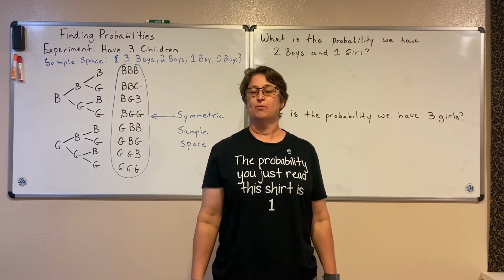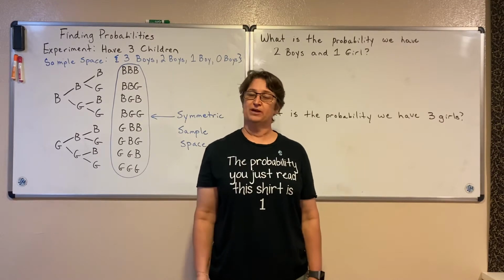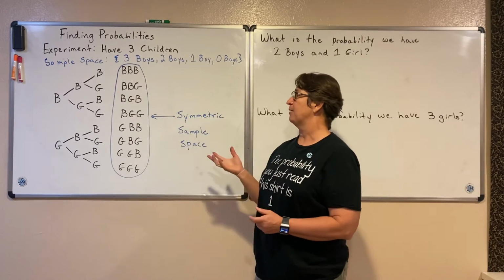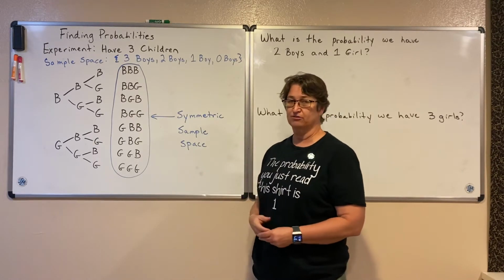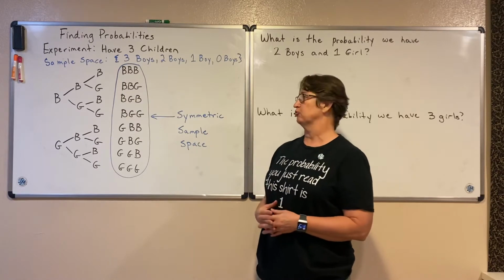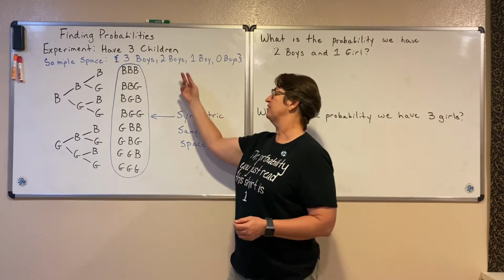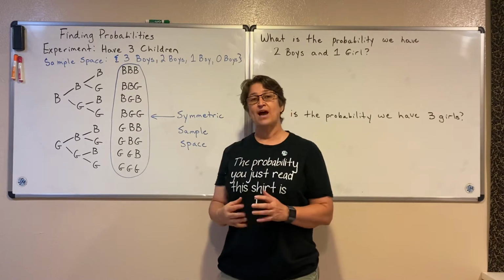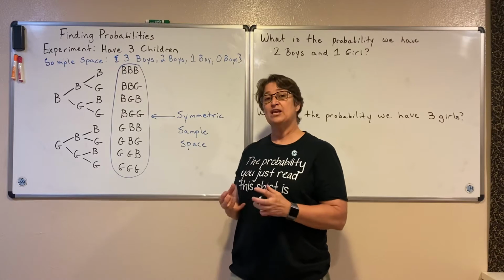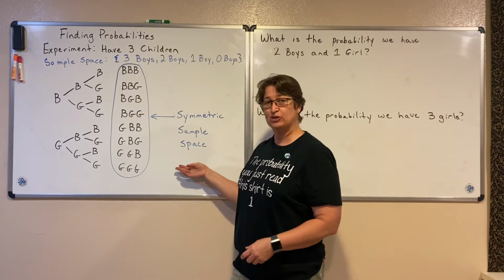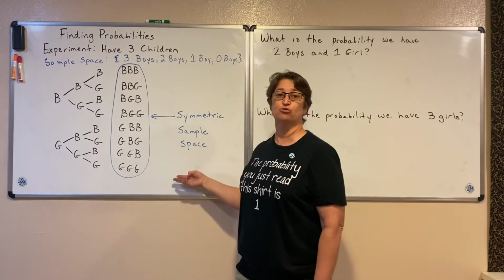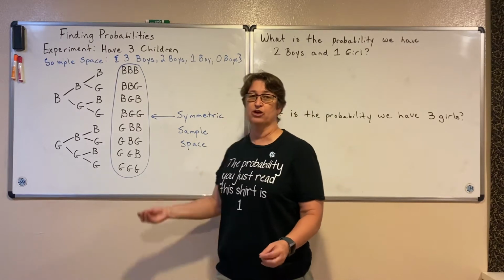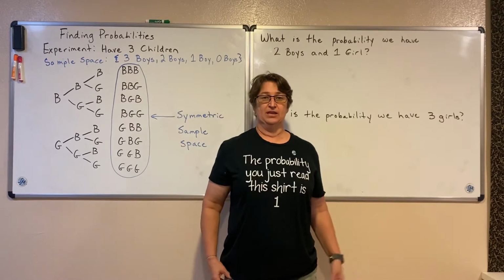Let's find the probability for the experiment of having 3 children. So earlier we found the sample space and the symmetric sample space for having 3 children. And we saw that the sample space and the symmetric sample space were not the same thing. When we find probabilities, we need to make sure that we are using our symmetric sample space to find those probabilities. So we're going to use the symmetric sample space that we found earlier to help us find the probability.